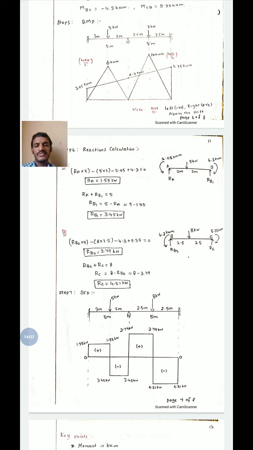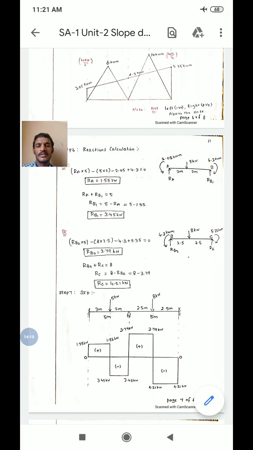From the 1.55 kilonewton point, the 5 kilonewton load is acting in the downward direction. Therefore, 1.55 minus 5, we will get minus 3.45 as a negative value. It is drawn below the base. From the minus 3.45 point to the B point there is no load. At the B point there is reaction RB1. Adding both values, minus 3.45 plus reaction RB1, we will get 0. It connects to the point 0.